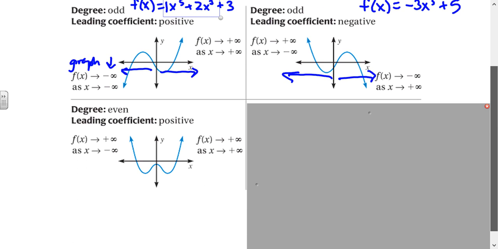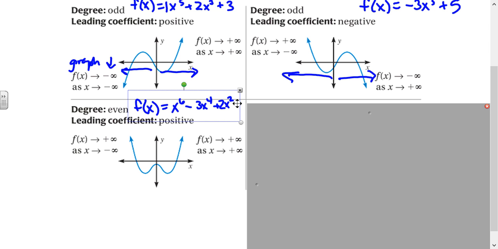So let's talk about the last ones. If the degree is even, so something like f of x equals x to the 6th minus 3x to the 4th plus 2x squared minus 5. Our degree is even because we have 6 as our highest exponent, and our leading coefficient is positive. The number in front is a positive 1.